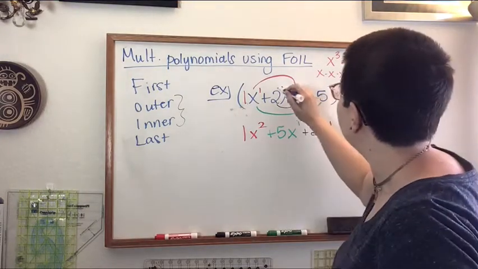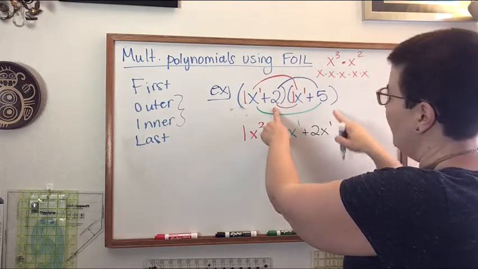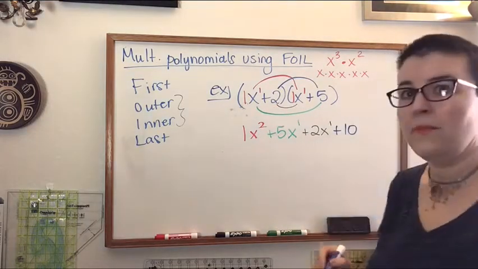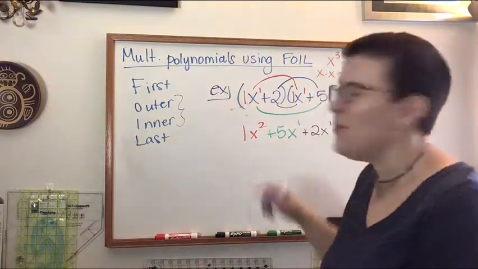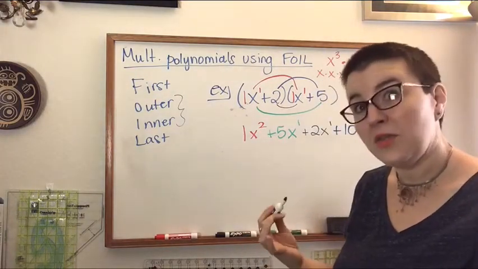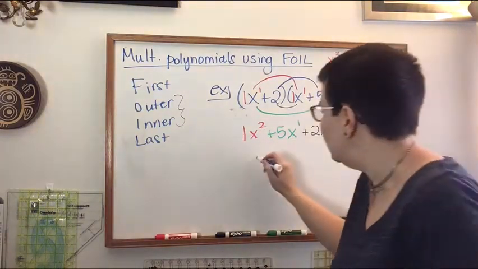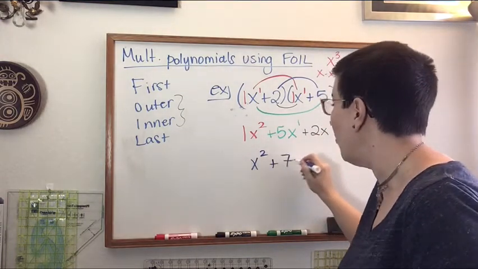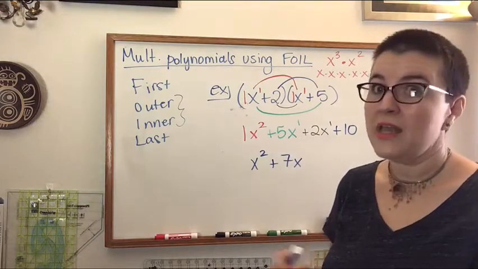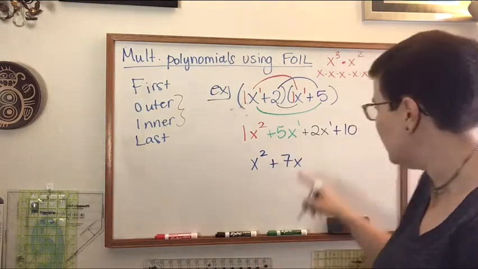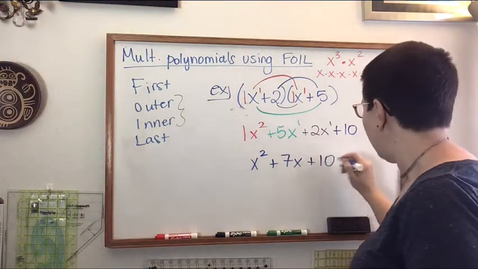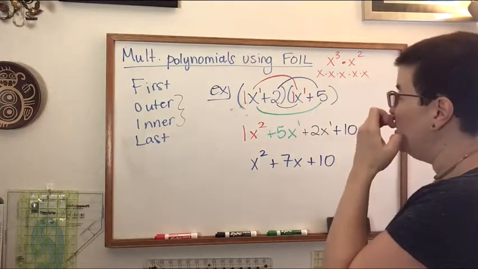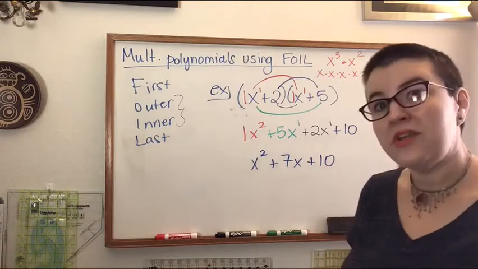And then we go ahead to last, which is the last in the first and the last in the second, which is 5 times 2, which is 10. Now all you do is combine your like terms. I'm going to drop off the 1's because technically they're there, I just don't need to write them. So this is x squared, 5x plus 2x. Remember, you don't get more power. You just collect your like terms, like we were doing with adding and subtracting last week. So we get 7x. And then we get plus 10, and that's my answer.